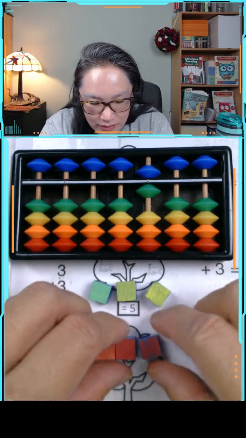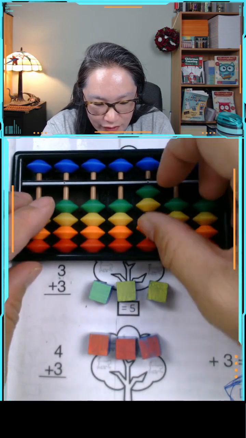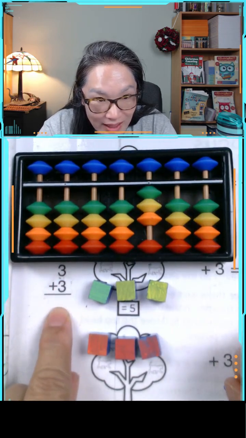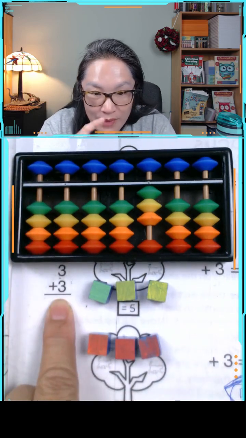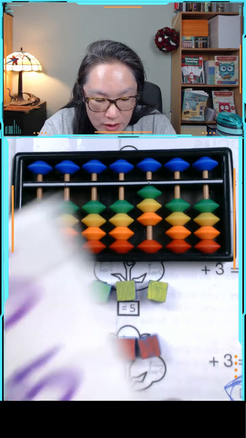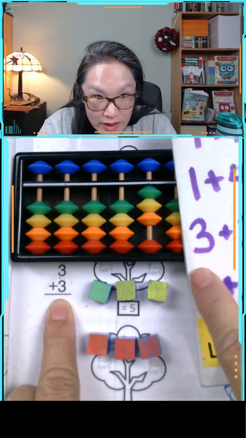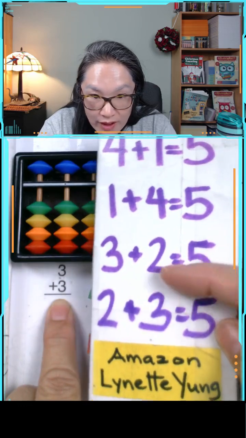So, wait. I'm confused. We have 3 on the abacus. We want to add this 3. The bottom 3 is what we're going to do. We got to make this up to 5. So we know 3 plus 2 is equal to 5.